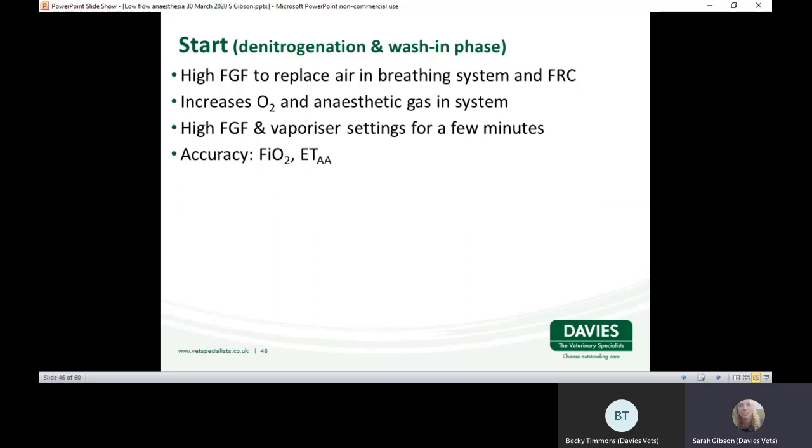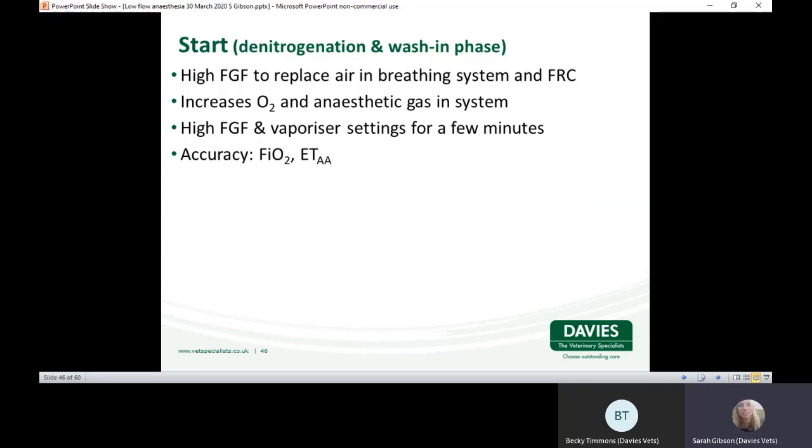So after induction of anaesthesia, when the patient is first connected to the circle, the flow rate needs to be high for a few minutes to replace all the air in the breathing system and the functional residual capacity, so that's the gas that was already in the lungs of the patient at the end of expiration. So the volume of the breathing system will affect how long this takes. So if you've got a very wide, long tubing, as we do, for example, in our MRI, where we're a long way from the patient, we need a higher flow rate for longer to enable the gas to fill this breathing system.